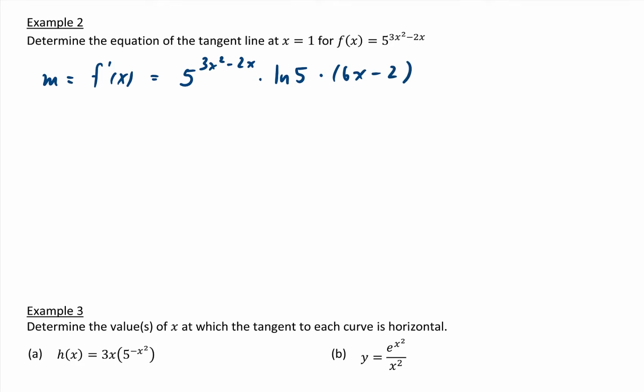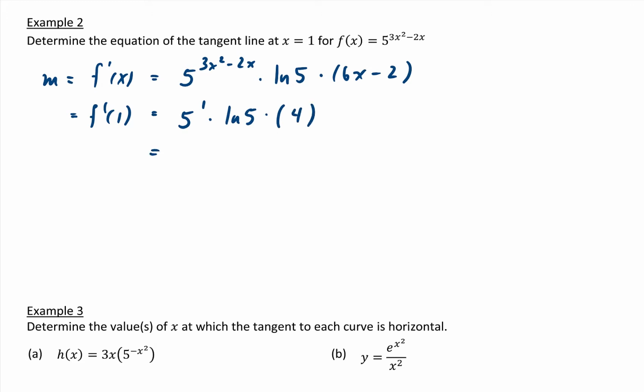So we want the slope at x equals 1. So we want f prime at 1. And that's going to give me 5 to the exponent of 1 times the natural logarithm of 5, and then times 4.